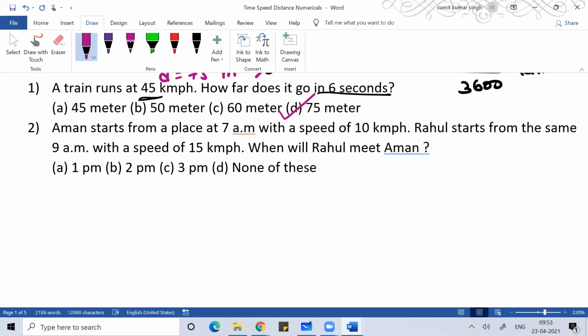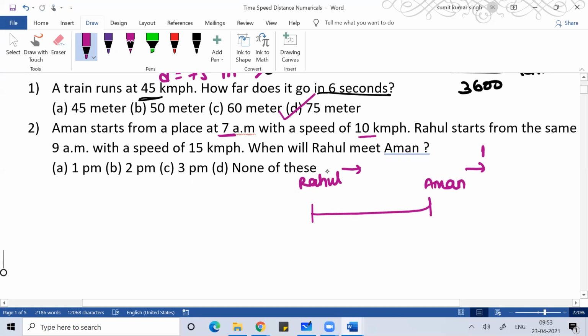So here you can understand Aman started from the place at 7 a.m. with the speed of 10 km per hour. So at 9 a.m., Aman and Rahul are moving in the same direction. Aman is moving at 10 km per hour and Rahul is moving at 15 km per hour. And Rahul started chasing Aman at 9 a.m.